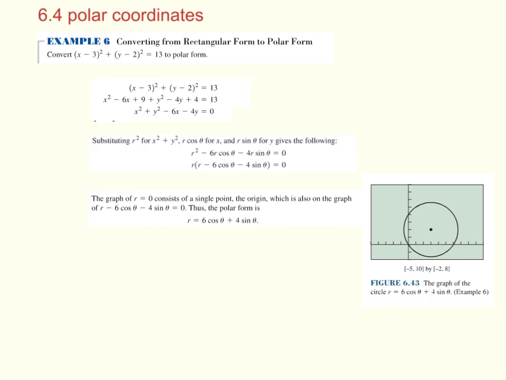So you can see that the circle also has that point 0, 0 that we talked about with the r equals 0, but it is more than just a single point. It should be all of this, which is why we use the r equals 6 cosine theta plus 4 sine theta as our solution. Okay, that should do it.